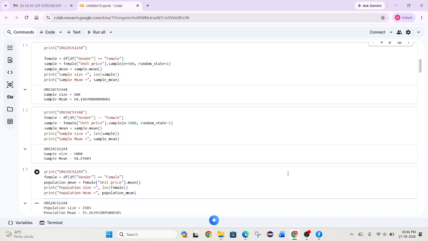For this, again we are selecting only the female customers. Then we select 1000 unit price values. The important change from question 1 is n equal to 1000. This calculates the average of the 1000 values. Why we use 1000 instead of 500 is to understand the effect of sample size. Generally, when we increase the sample size, our estimate becomes more stable. A small sample may not represent the complete population very well. A large sample usually gives us more information about the population.